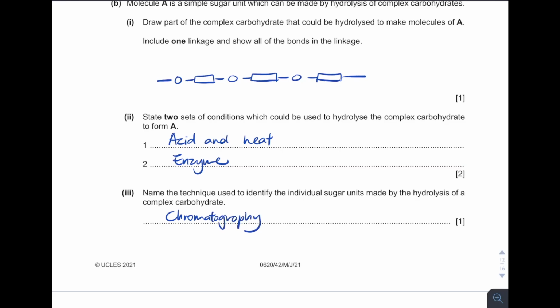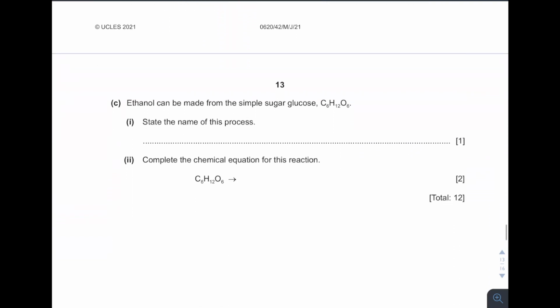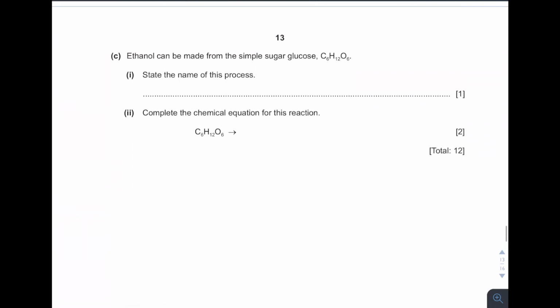The next one, ethanol can be made from the simple sugar glucose. So what is the name of this process? It is what we call fermentation. And what's the chemical equation? Glucose undergoes fermentation to form ethanol, C2H5OH, and carbon dioxide gas. Balance the equation, 2, 2, that's it.